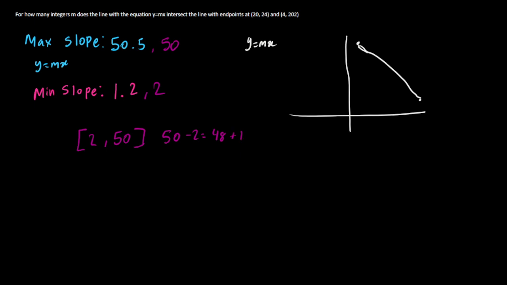Because when you're counting the numbers between 2 and 50, when you subtract, you don't really account for the 2, as I said earlier. So you have to add the 1. And when we do that, we get 49. Thus, there are 49 different possible values of m. Yeah, so 49 different values of m. And that's the problem solved.